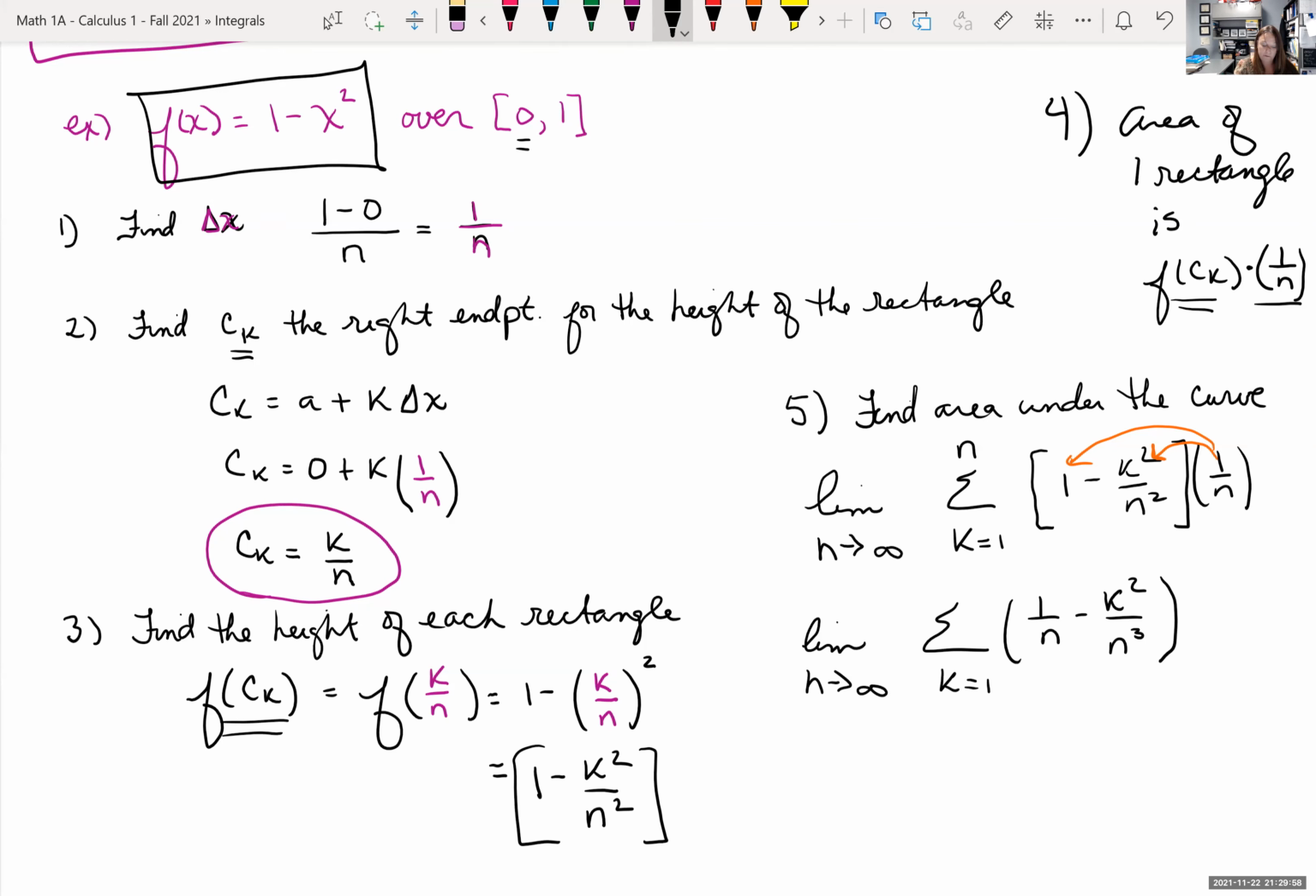So I can break this down a little further. Notice this is a difference of two separate fractions, right? And there was that rule at the beginning that says if we have a summation of a difference, we can look at the summations separately. So I can look at the limit as n goes to infinity of this first piece, k equals 1 to n of 1 over n, minus the summation from k equals 1 to n of k squared over n cubed.